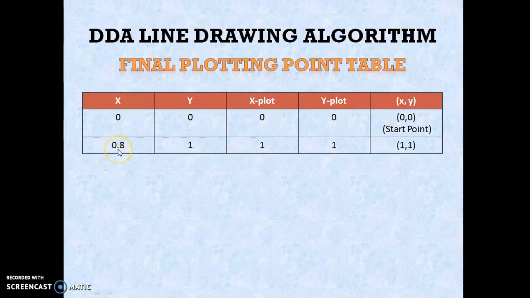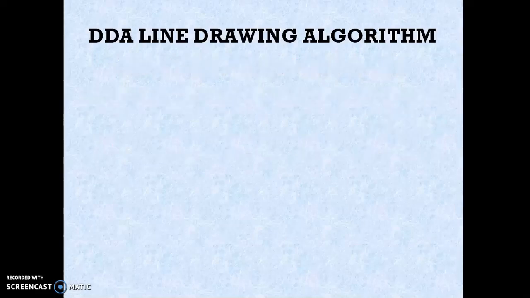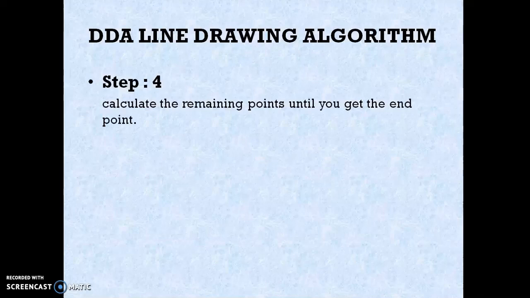Now come to the second point, which is previously calculated. x is equal to 0.8 and y is equal to 1. Here we round off the value of x, it becomes 1, and the value of y is equal to 1. So the next floating point is 1, 1. Now come to step number 4. Calculate the remaining points until you get the endpoint.